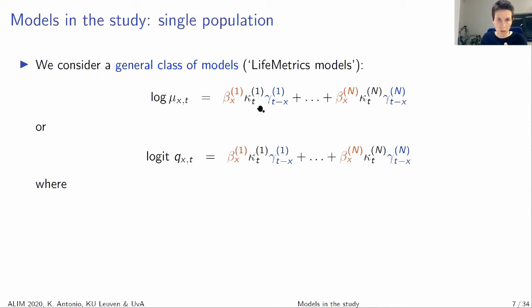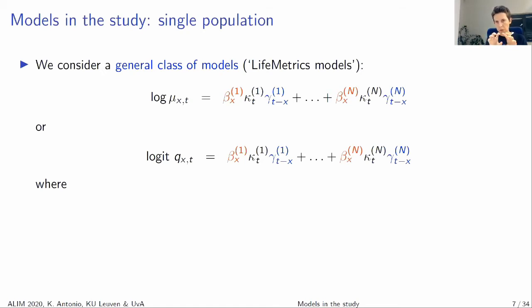And then you see that the gammas here, with superscript running from 1 up to n, capture cohort-specific effects. So for instance, I myself belong to the cohort born in the year 1981. So that means that for me, the gamma parameter for the cohort 1981 would be used in a specification for my applicable force of mortality.